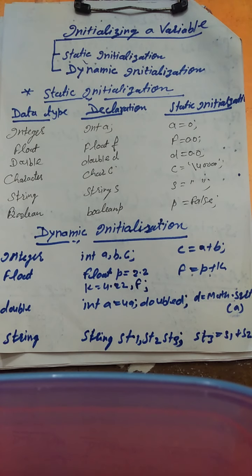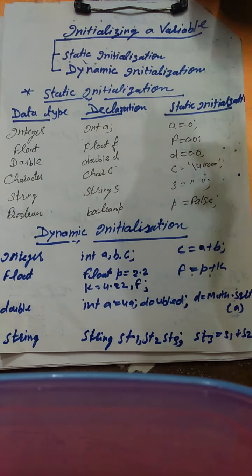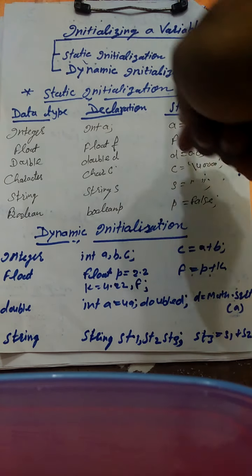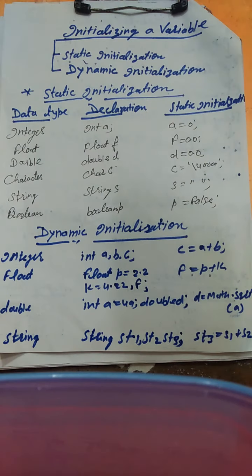We will discuss the initialization of variables. Suppose we are making our program, then we have to learn how we will initialize the variables inside the programming. It is a very important thing. There are two categories of initialization of variables. One is static initialization, and the second is dynamic initialization.